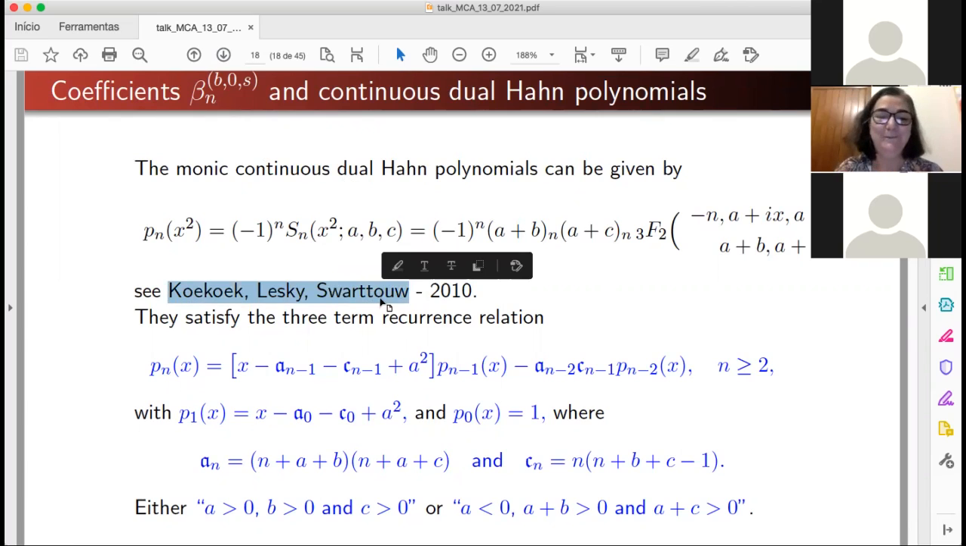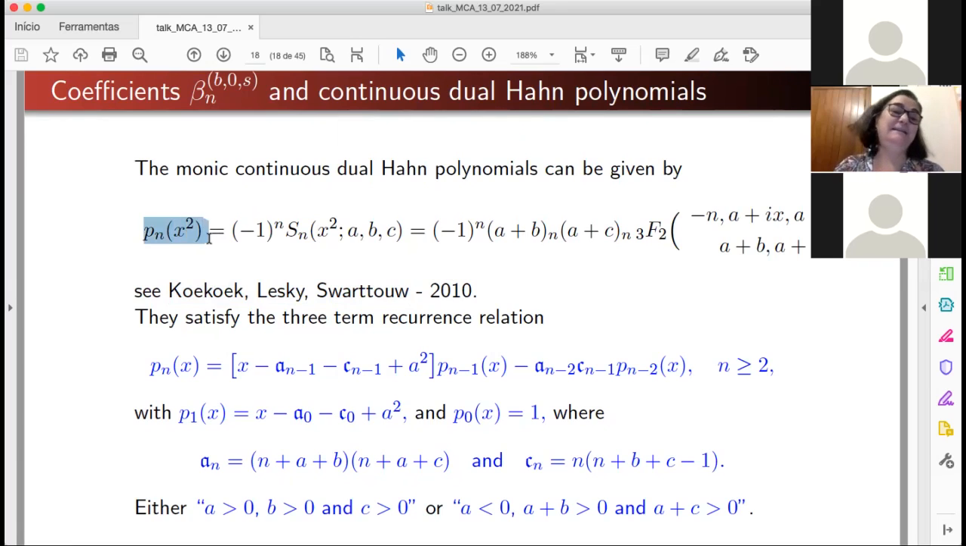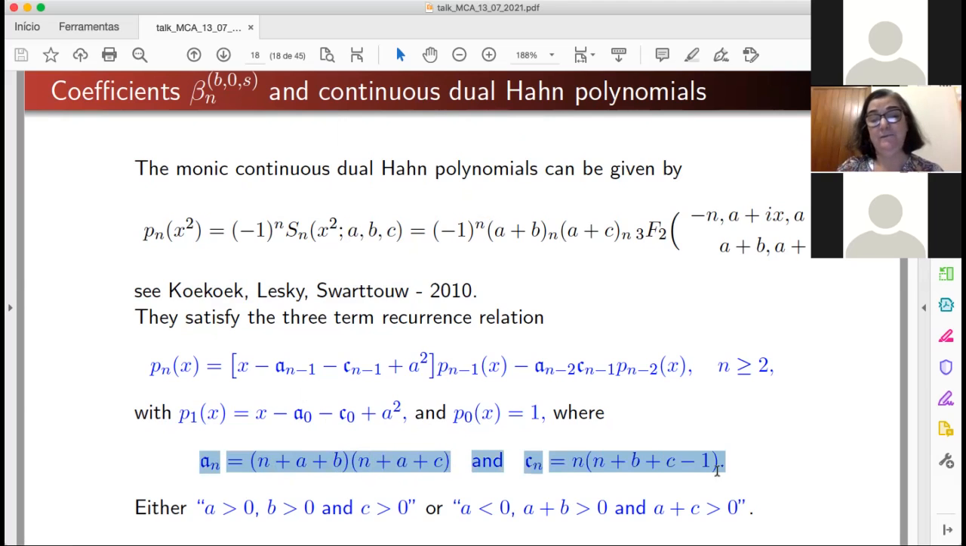I use the same book that Professor Luis used before. We have here that the continuous dual Hahn polynomial can be given in terms of a 3F2 hypergeometric function. It depends on 3 parameters, A, B, C, and satisfies this recurrence relation, where the parameters are given here.